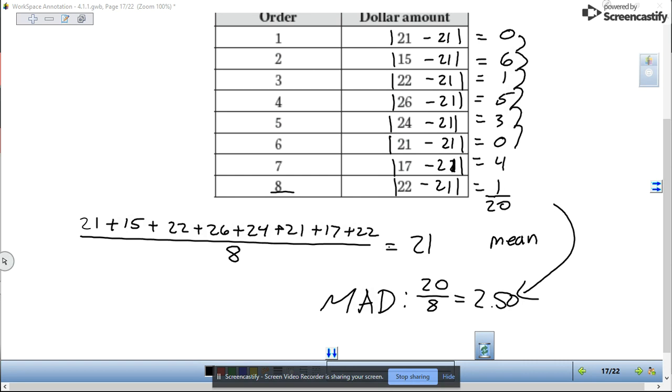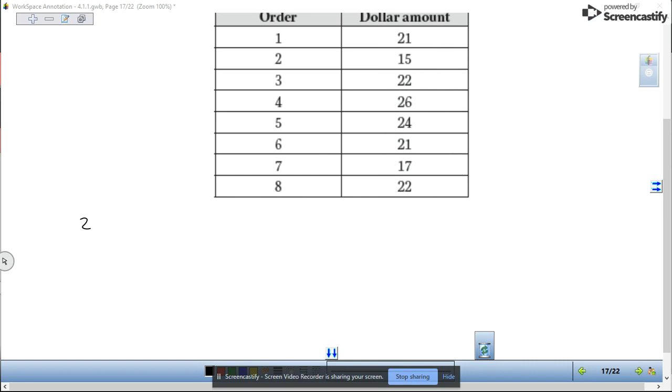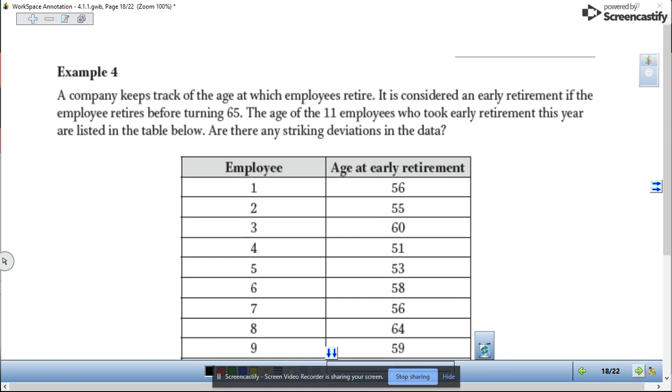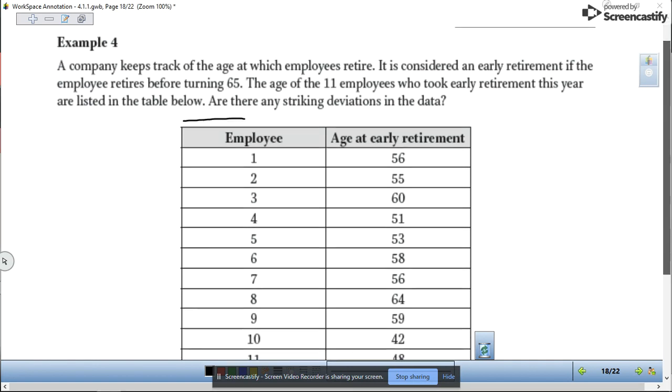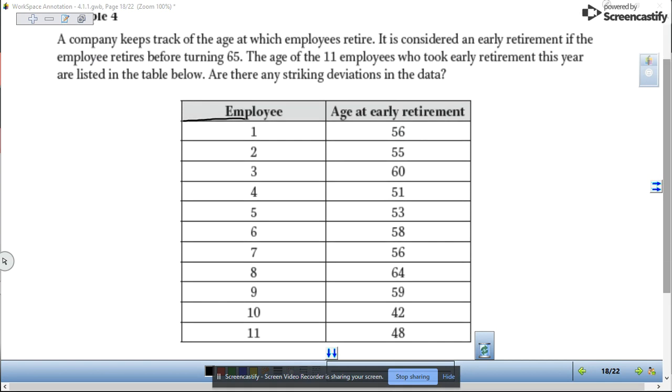All right? Moving on to the final example here. A company keeps track of the age at which employees retire. It's considered early retirement if the employee retires before turning 25. I'm going to go ahead and mark that, and I want to remember that because the context of the problem could mean something for us. The age of 11 employees who took early retirement this year is listed in the table below. Were there any striking deviations?